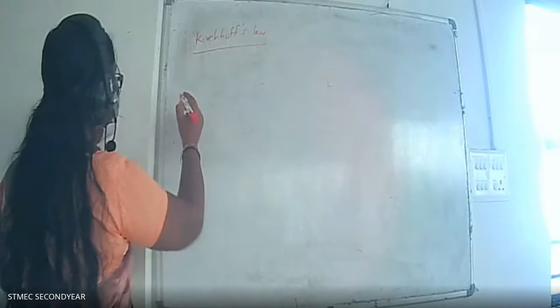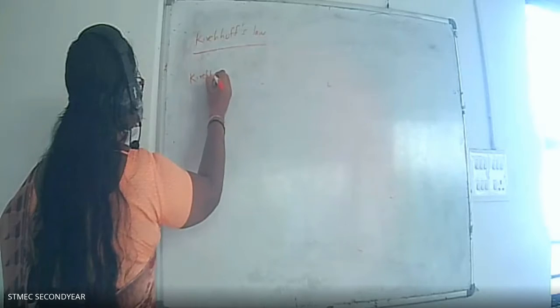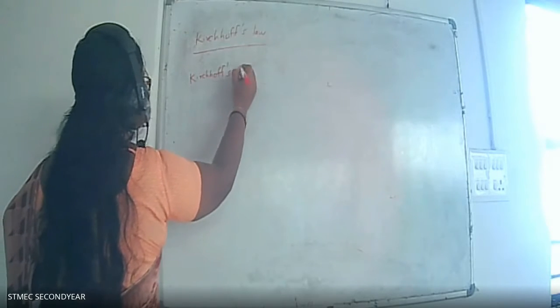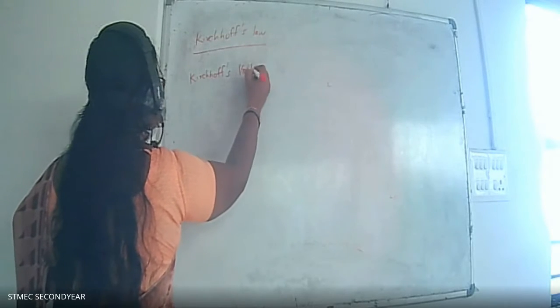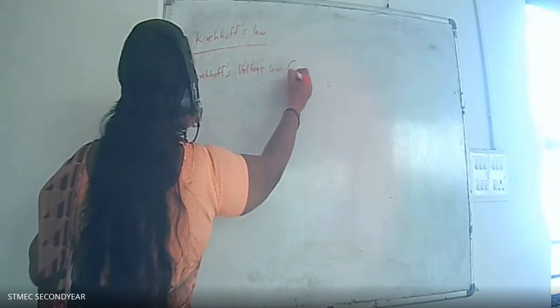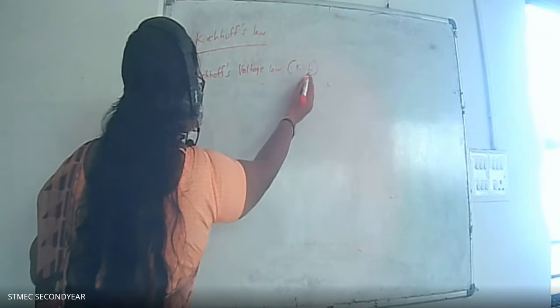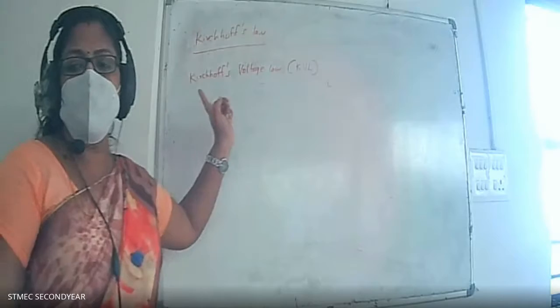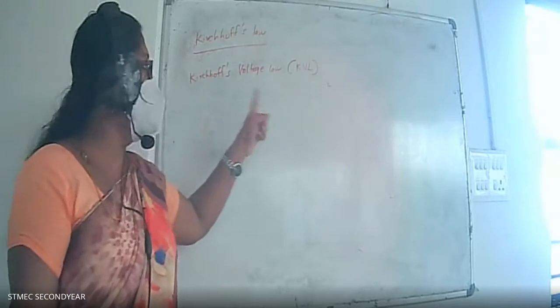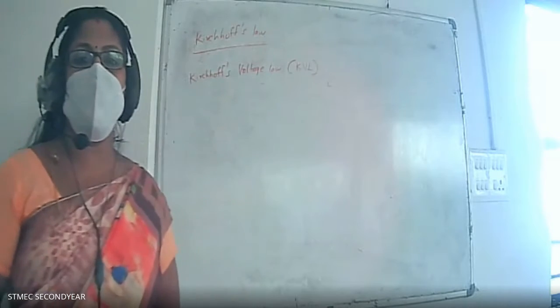So the first law is Kirchhoff's voltage law. You can write the notes: Kirchhoff's voltage law. We can write it as KVL, Kirchhoff's voltage law. So this is Kirchhoff's voltage law, okay? KVL. So what is the definition of Kirchhoff's voltage law?